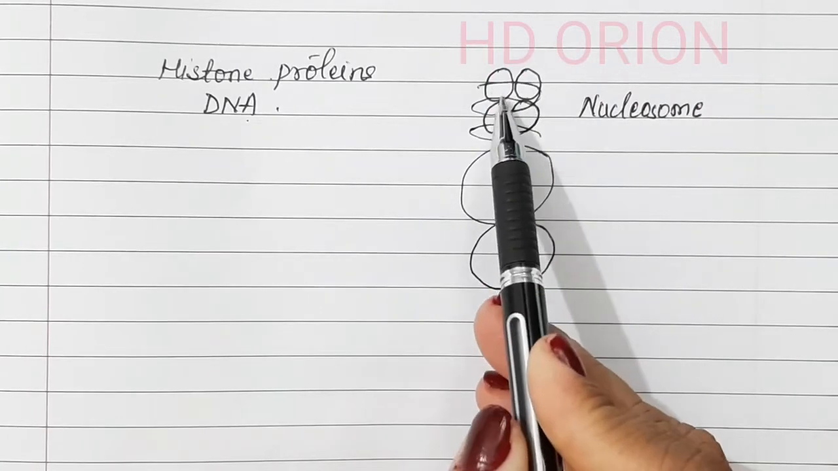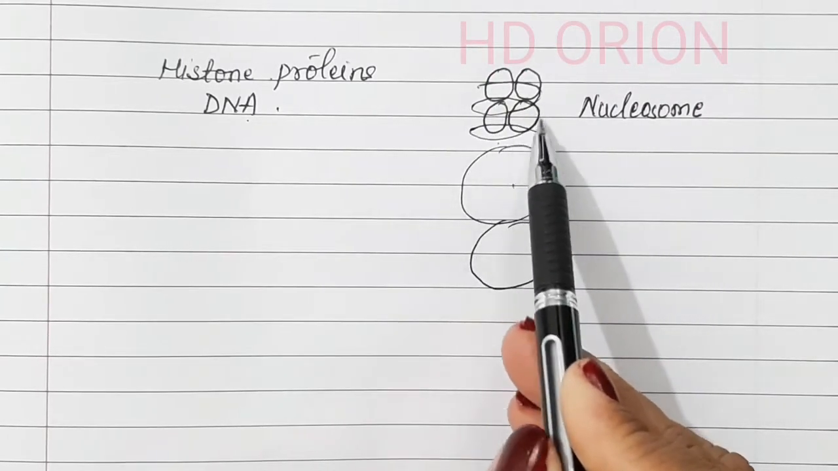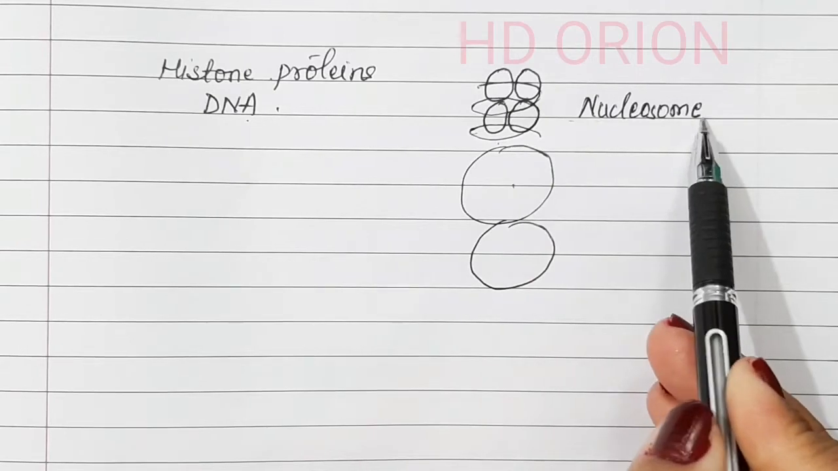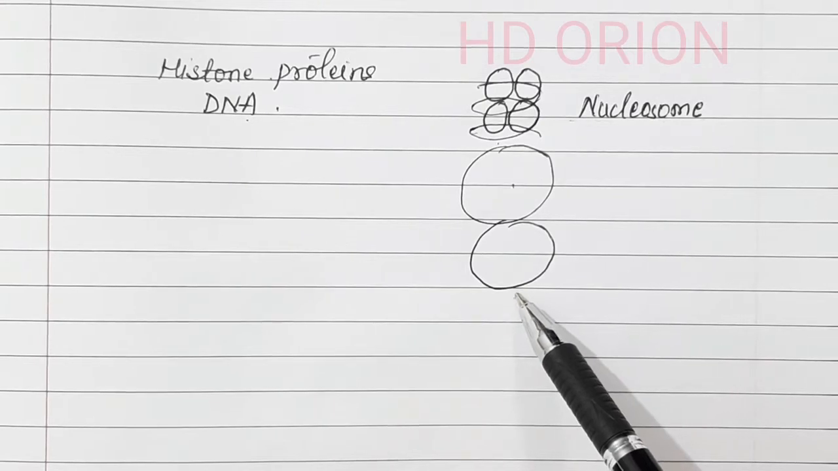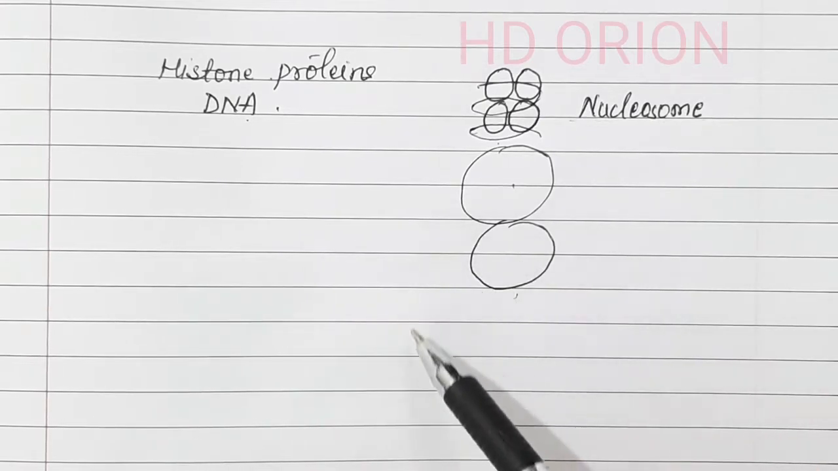8 histone proteins around which the DNA winds up like this to form a nucleosome, and this is a chain of nucleosomes which form the chromatin material, and this chromatin material is then arranged in the form of the chromosome, as I discussed in this video earlier.